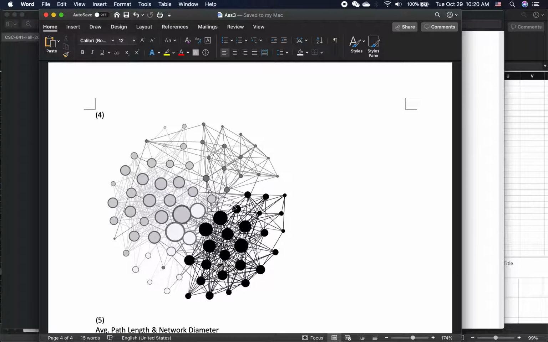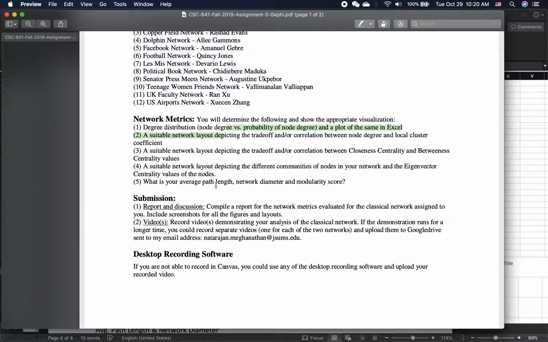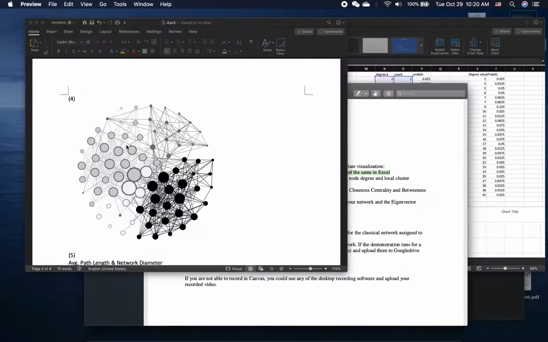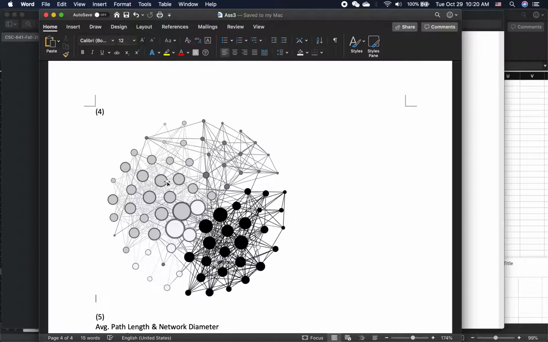It's about different communities and eigenvector centrality values of nodes. Yeah, so you can see there are 4 colorways: black, dark gray, light gray, and the almost white. So the color separates them into 4 categories.